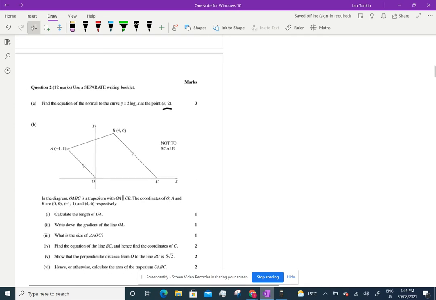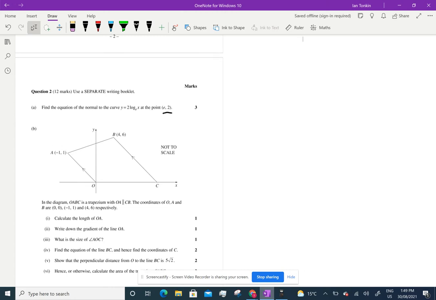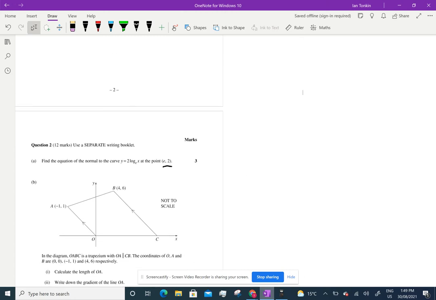2003, here's the question. Find the equation of the normal to the curve y equals 2 log e x at the point (e, 2). So they've given me a curve and a point. Now, I know that we haven't done differentiating logs, but I'm going to do this question nonetheless.